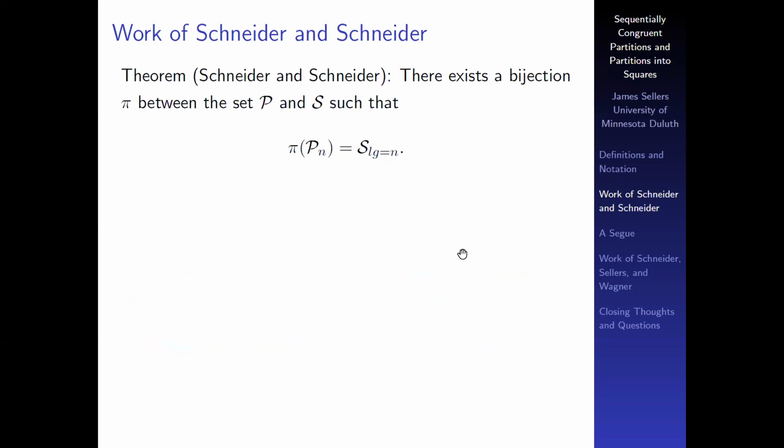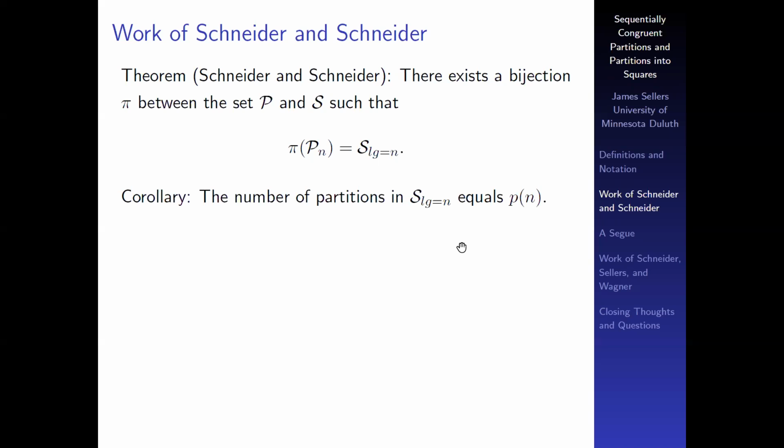The statement of the theorem is that there's a bijection, pi, between the set of ordinary unrestricted partitions and the set of sequentially congruent partitions, such that you can map in bijection all of the unrestricted partitions of weight n to the set of partitions which are sequentially congruent, where the largest part is equal to n. So I'm going to show you the proof of that in just a moment.